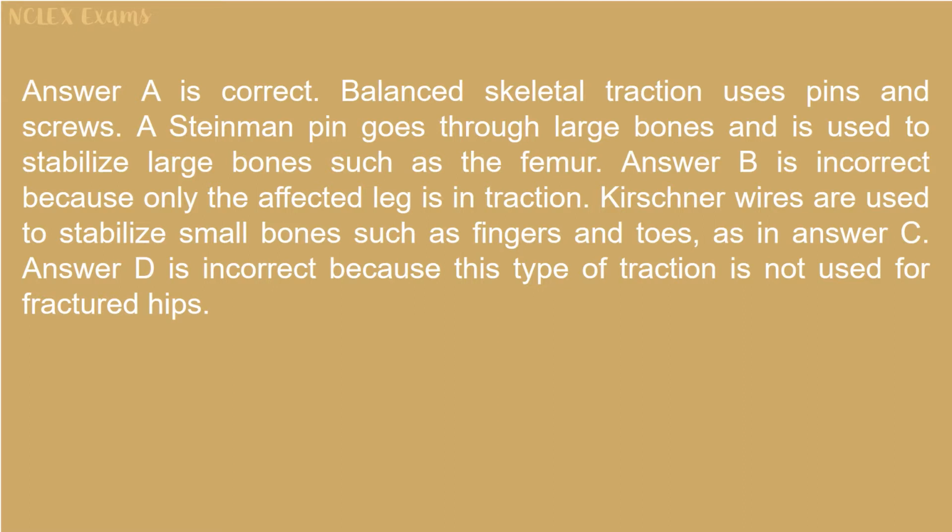Answer A is correct. Balanced skeletal traction uses pins and screws. A Steinman pin goes through large bones and is used to stabilize large bones such as the femur. Answer B is incorrect because only the affected leg is in traction. Kirschner wires are used to stabilize small bones such as fingers and toes, as in answer C. Answer D is incorrect because this type of traction is not used for fractured hips.